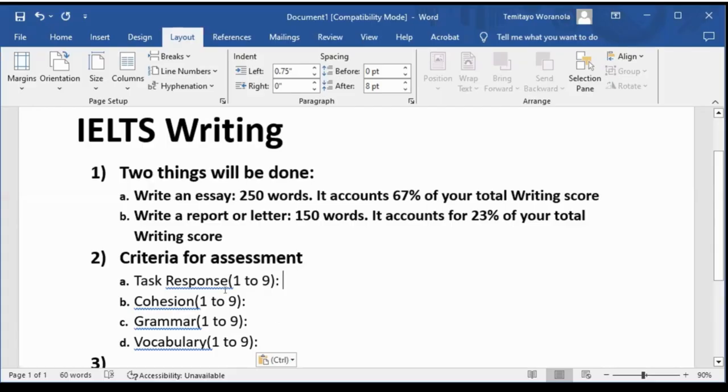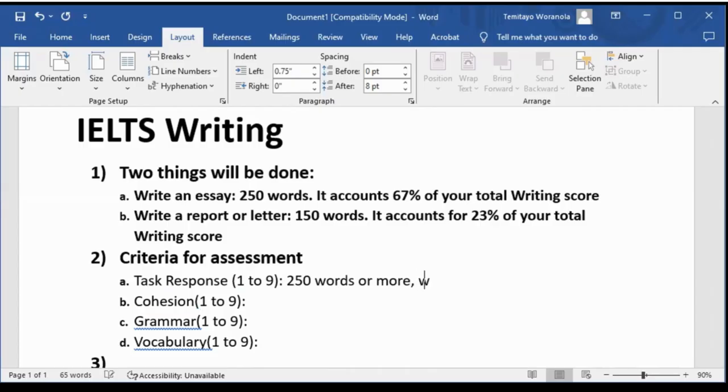Now, there are many things that you need to do, but let me just emphasize three important things when it comes to each of these criteria. For task response, number one is 250 words or more. Remember, I talked about that earlier on. For you to get a high band score when it comes to task response, you must write nothing less than 250 words. That's number one.